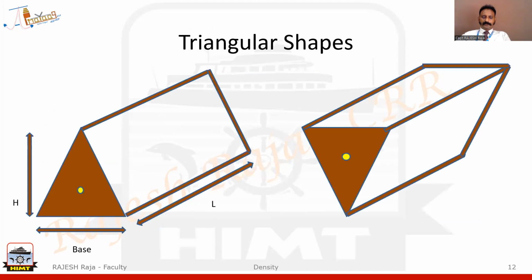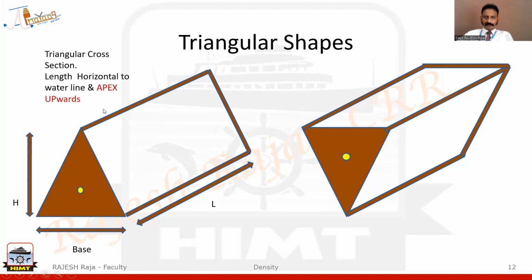Let us continue, because I can give you shapes like this also. So when I give you triangular shapes, three conditions are possible. The first condition is I have the axis of this triangular cross-section tank. Axis is horizontal to the water line, and at the same time apex is upwards. This is what I mentioned. The length is horizontal to the water line, and your apex is upwards. And you can have water at any level. So I've just given you water at the top level of the apex also.